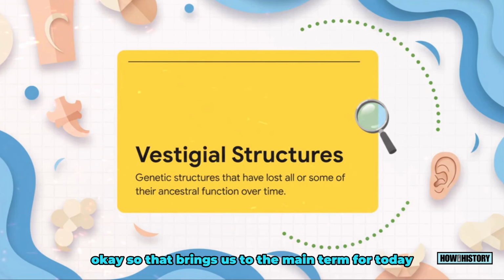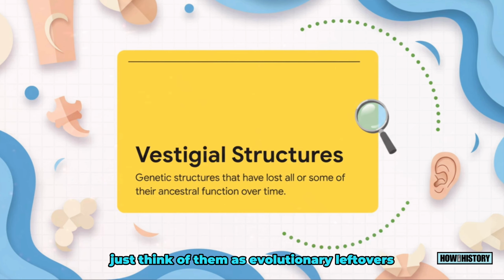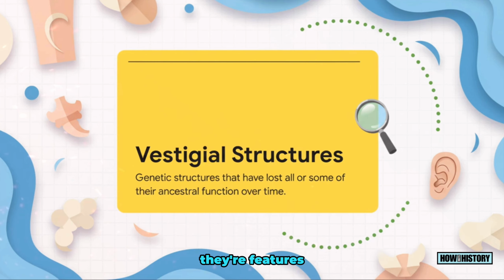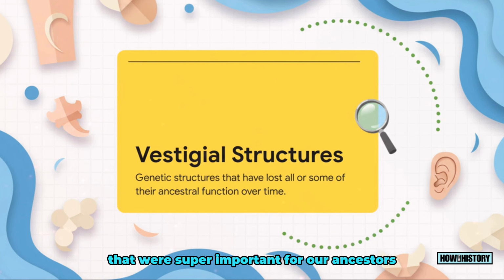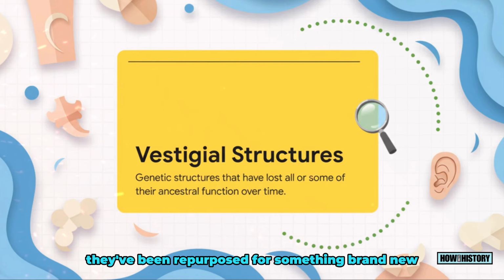Okay, so that brings us to the main term for today, vestigial structures. Basically, just think of them as evolutionary leftovers. They're features that were super important for our ancestors, but over millions of years, they've either totally lost their original job, or, and this is the cool part, they've been repurposed for something brand new.